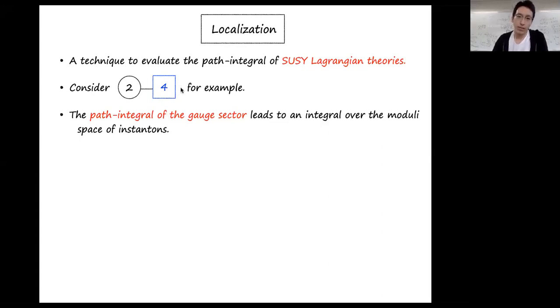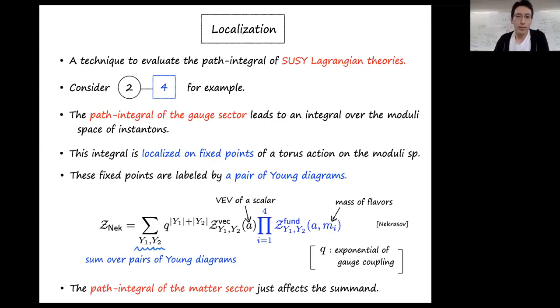And the path integral of this theory is composed of the path integral of the gauge sector and the matter sector. And let's focus on the path integral of the gauge sector. Well, the path integral of the gauge sector is actually giving you an integral over the moduli space of instantons, because instantons are classical solutions to the equation of motion of the gauge sector. So when you perform the path integral, you get an integral over the moduli space of instantons. And then localization implies this integral over the moduli space of instantons is localized on fixed points of a torus action on the moduli space of instantons.